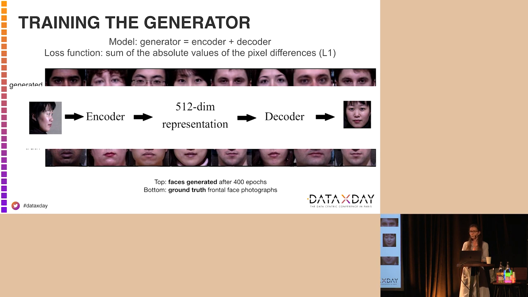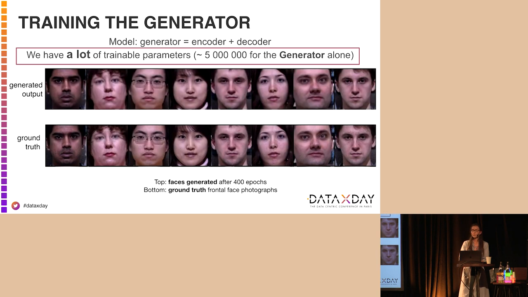Here, I just want to stress the distinction between the low dimensionality in the bottleneck, what I'm using to reconstruct the face, and the number of trainable parameters. The number of trainable parameters is actually close to 5 million just for the generator alone. So yes, we have 512 numbers in the middle, but we actually are using 5 million parameters in order to analyze the face down to that number and then to reconstruct it later. This number of trainable parameters is what allows us to reconstruct pretty much any face using the input, at least for the training set.